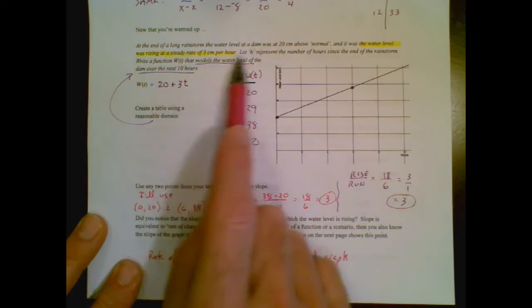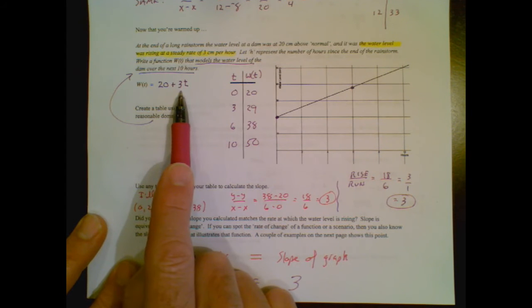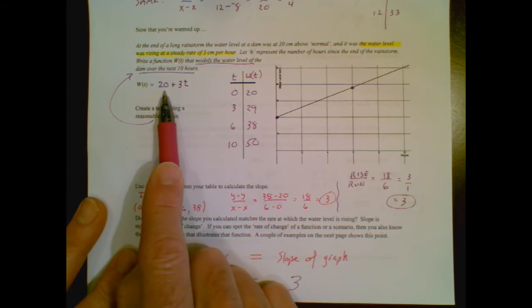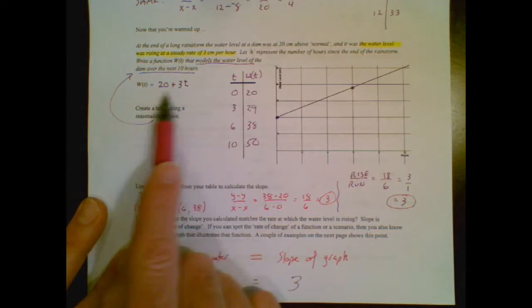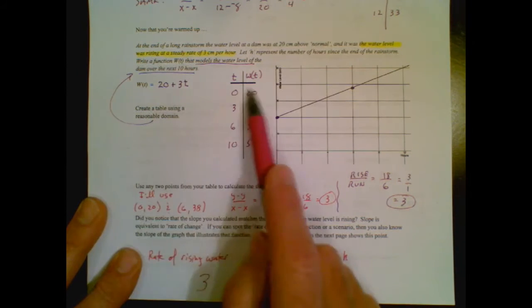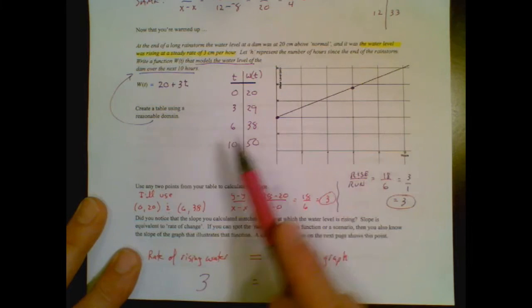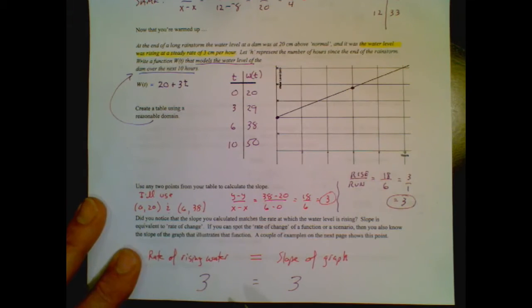And what we have here is a scenario where we have 20 centimeters of water, but it's increasing at 3 centimeters per hour. We're 20 centimeters above the normal water level. So in this scenario, the words lead to this function. This function leads to this table and or this graph. And the graph shows that the water level is rising over time.